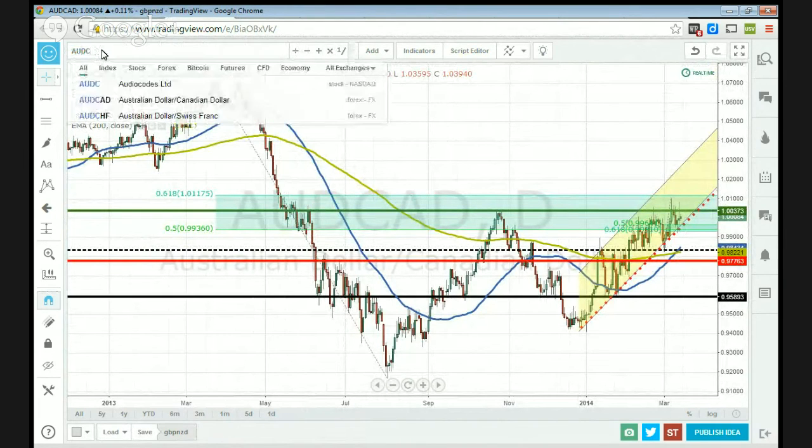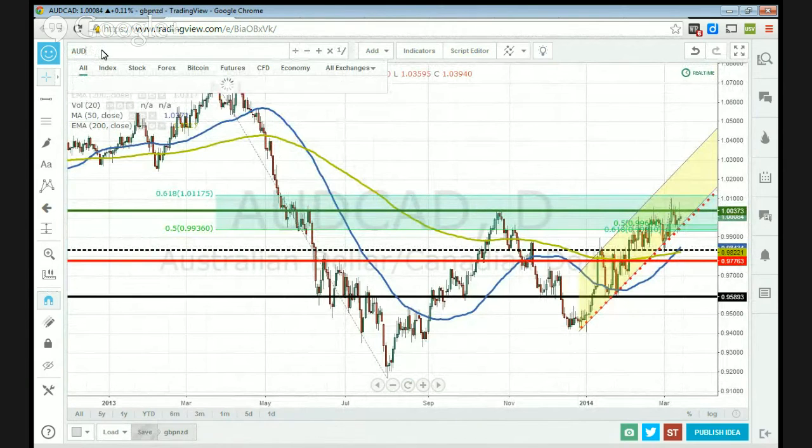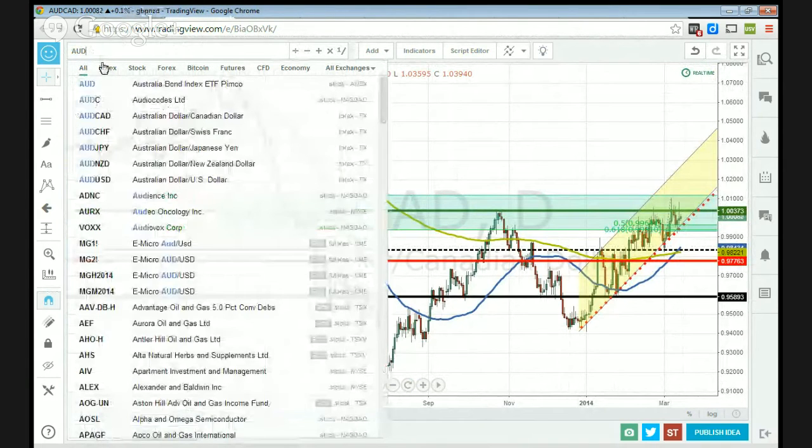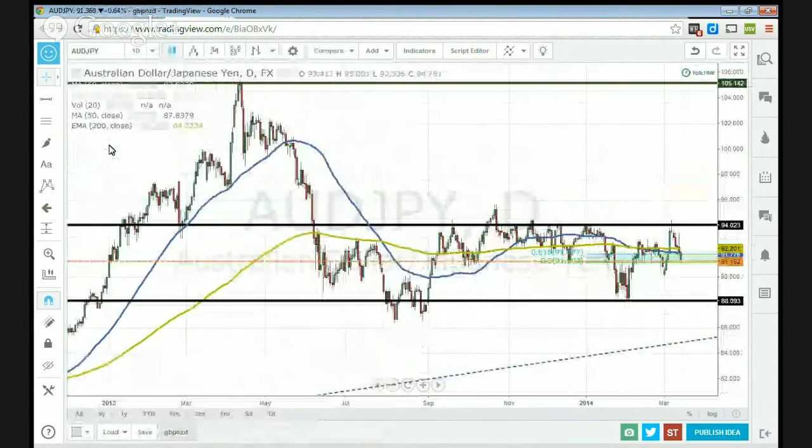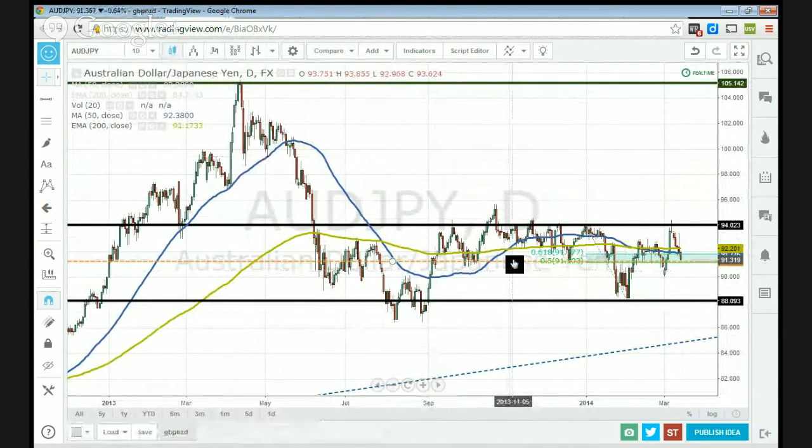Nothing at this time, though. Aussie Swiss we looked at, Aussie yen. Okay, I'm staying away from short yen trades, and this is a minor resistance support level, excuse me, on Aussie yen.